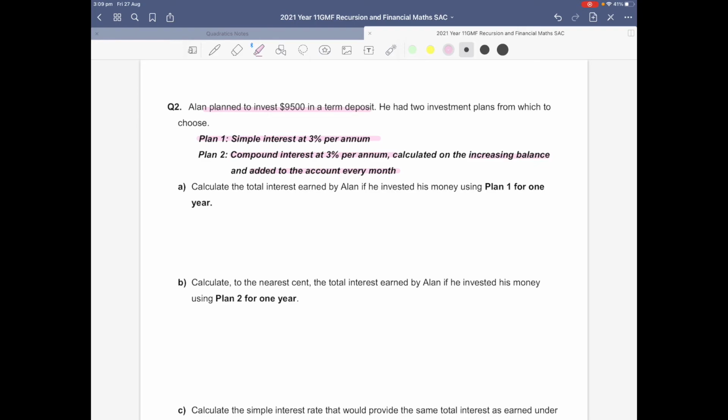So part A says to calculate the total interest earned by Alan if he invests the money using plan 1 for 1 year. This question was answered pretty well, which tells me you guys are pretty comfortable using the simple interest equation. So I is equal to PRT divided by 100. So just coming back to this, that's P. And we're told that it's for 1 year, so that's T. And then R is 3.